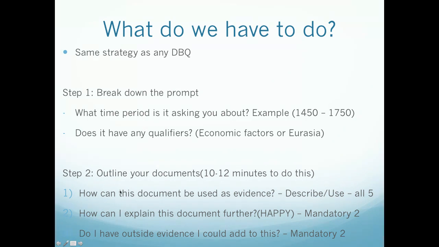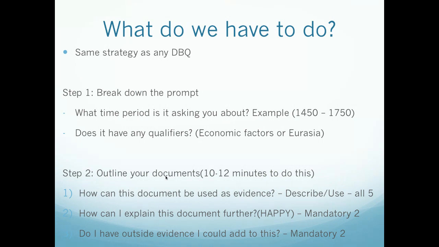Now, the second step is to outline your documents. We only have 5 documents, so that should be quicker, obviously, than your other DBQs in which we had 7 documents. Now, that's where it gets a little tricky, the time, guys, because on this essay we only have 45 minutes to do it. And how long then should your outlining period take? I wrote about 10 to 12 minutes, and that's still a long time. I told you before to outline for 15 minutes for 7 documents.